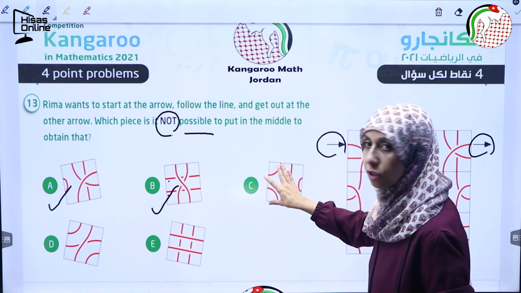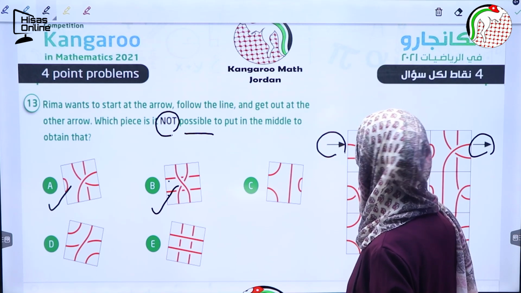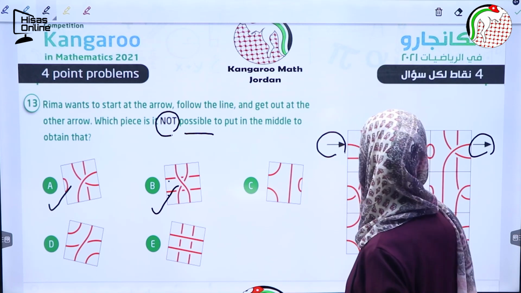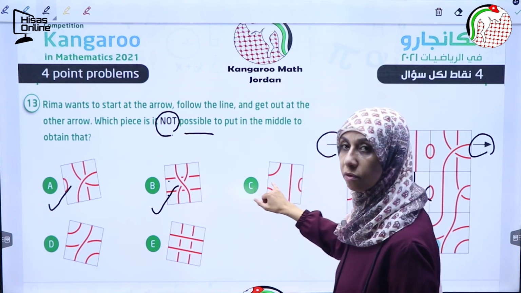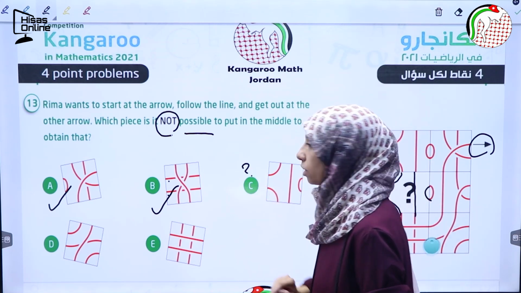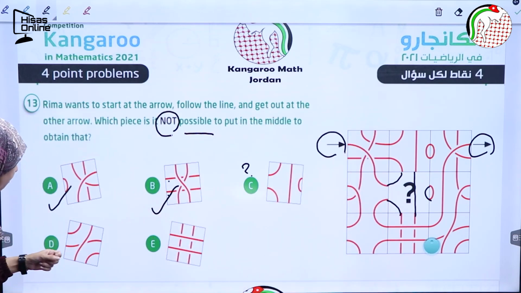Now, C, if we use C as is, you will draw like this, and the line here, and this part here. So N, and she will leave. So that might be the right answer. You have to check all of them.